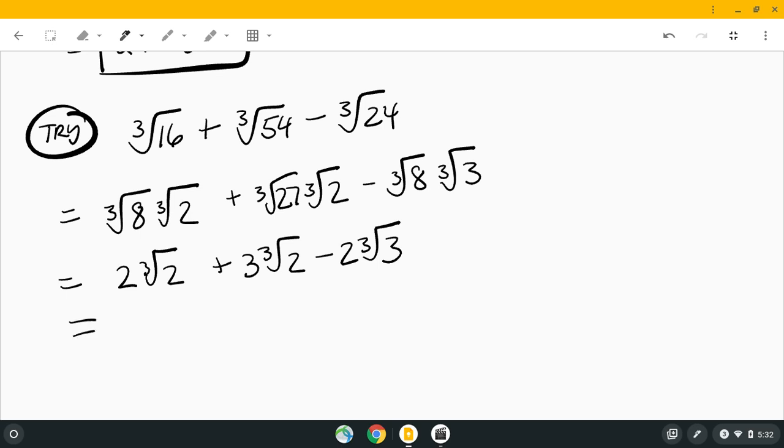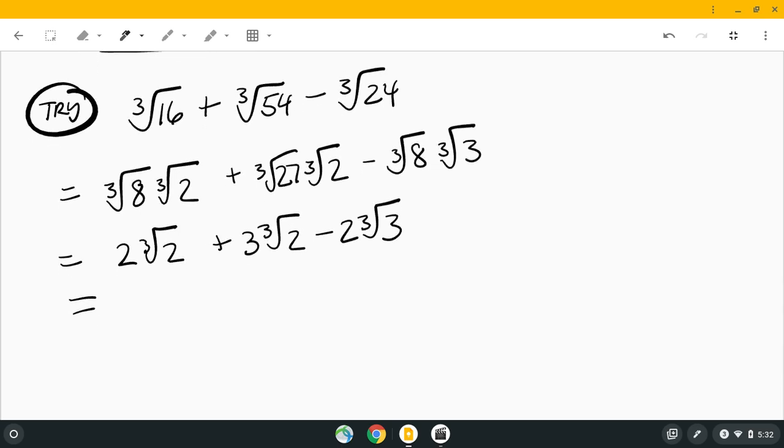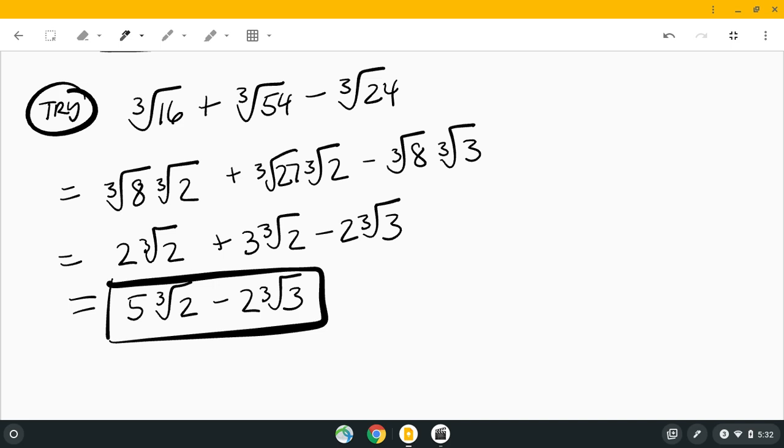Here we see that these two are actually like terms. This one is not. So here I can go ahead and combine, and I get 5 cube root 2, and then I'll bring this one down. All right, so that is it.